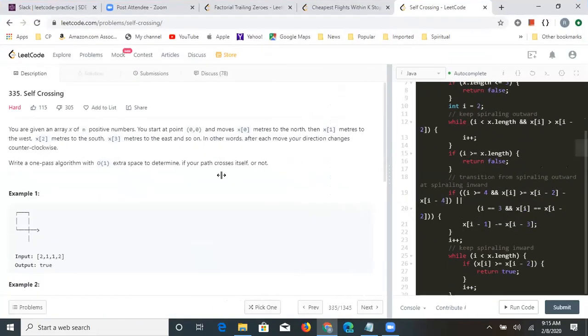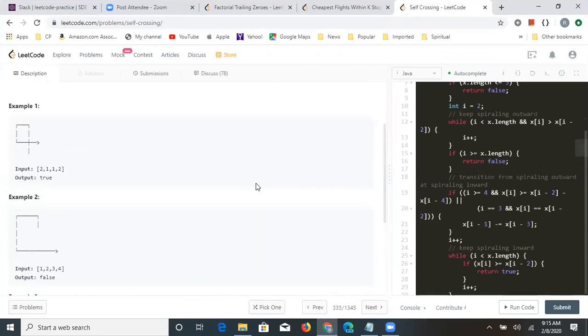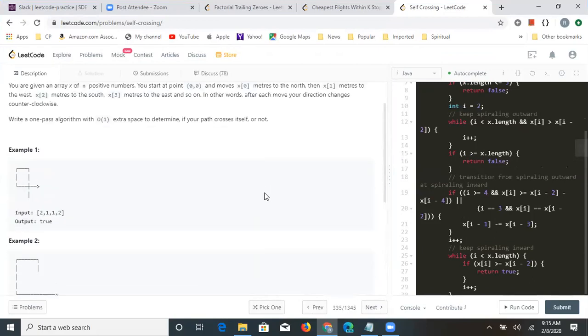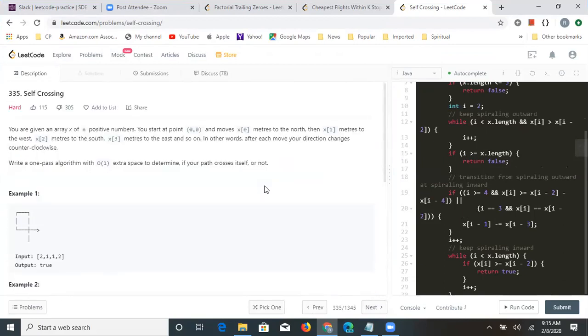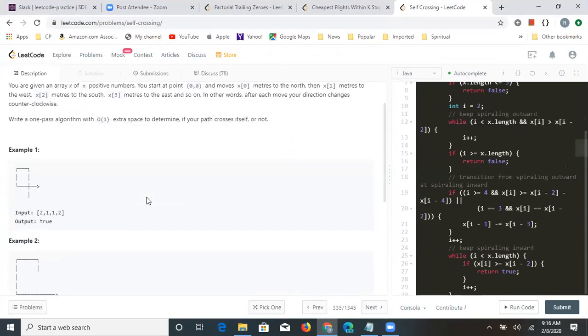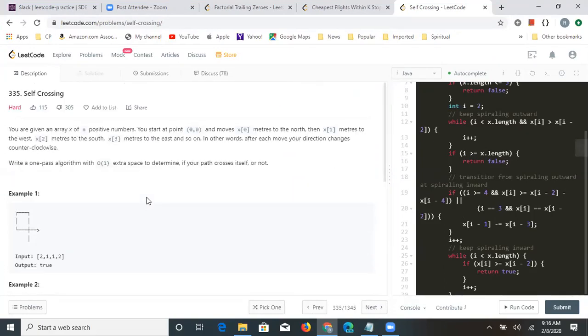Okay, this is an interesting problem. The thing is, you start going north, then you take a left turn, then a left turn, then another left turn, and you continue taking left turns. And you have to tell whether you have crossed your path or not.